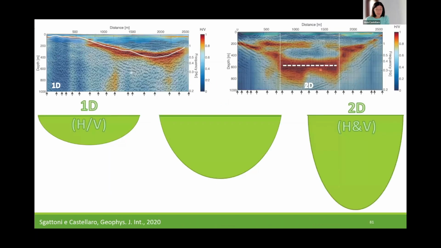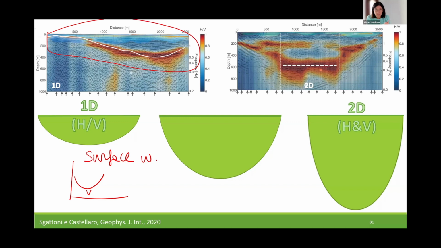Okay, so going back to the conclusions. Next time, if you are not used to doing that, when you take your HRV, microtremor recordings, don't forget to take a look at the individual spectra, because if your individual spectra are dominated by a minimum in the vertical component, okay, then you are probably in a surface wave dominated case. And in this case, you can be sure that you get wonderful images of your subsoil.